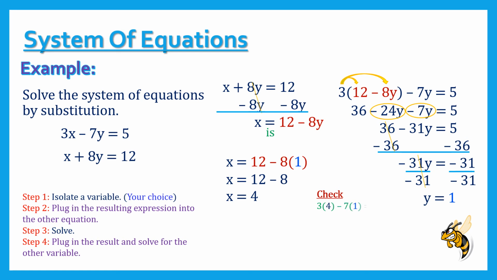3 times 4 minus 7 times 1 is equal to 5. 12 minus 7 is equal to 5, and that is true. The second equation is going to be 4 plus 8 times 1 equals 12. 4 plus 8 is equal to 12, and that is true. Remember, when you're writing the answer, the x should be written first and the y is written second. So therefore, my answer is (4, 1).